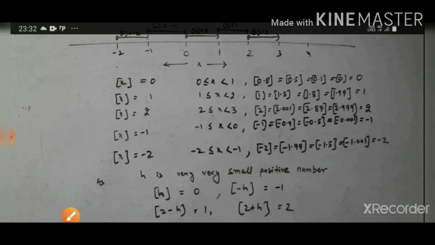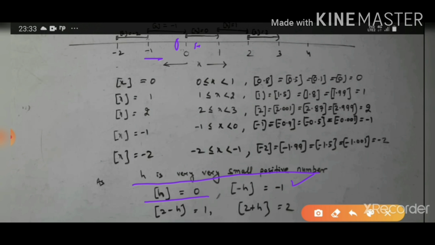Now see a simple thing. We always take h as a very small positive number. In that case, what will be the greatest integer of h? It is 0, because h lies here, very near to 0. So its value will be 0. Similarly, minus h lies on the left side of 0. So in this case, the greatest integer of minus h will be minus 1.